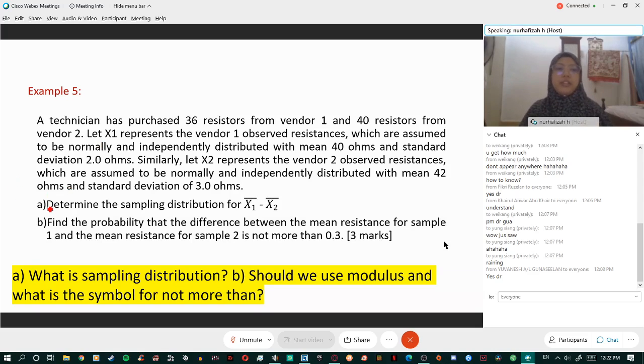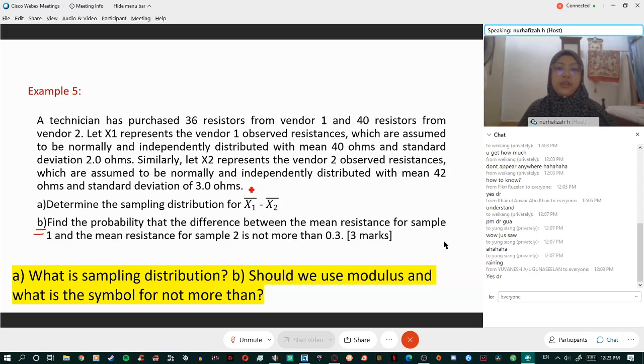How about B? For B, do we need to use modulus? No need, because for B, they say the difference between the mean resistance for sample 1 and the mean resistance for sample 2 is not more than 0.3. So they specify that number 1 comes first and then number 2. So that means 1 minus 2. You don't have to do the modulus.